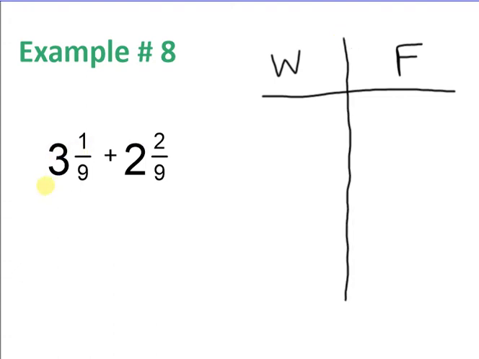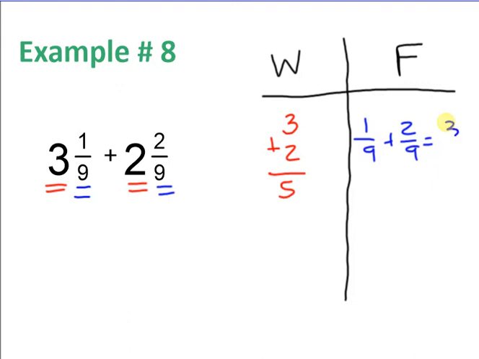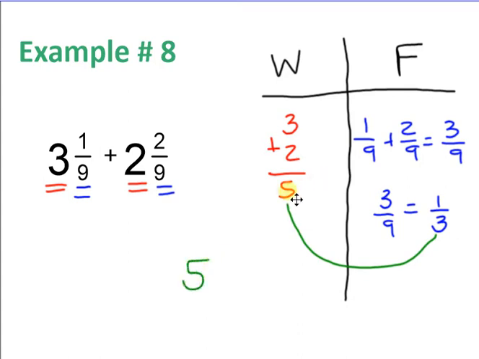Okay, so I'm going to take my whole numbers here. So 3 plus 2 is 5. And then I'm going to take my fractions. So I have 1/9 plus 2/9. That's 3/9. Now 3/9 can be simplified to 1/3. Okay, now I just put it together. So my answer is 5. Here's the whole number. Here's the fraction. And 1/3. And we're done.